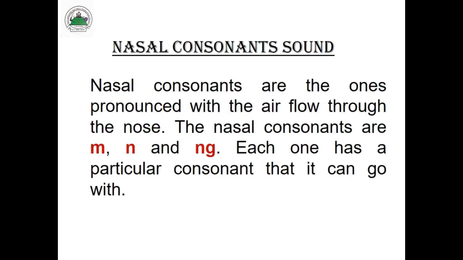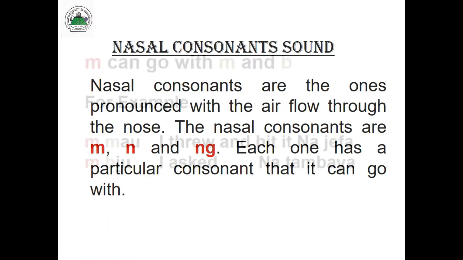Nasal consonants sound. Nasal consonants are the ones pronounced with the airflow through the nose. So we have three nasal consonants. The nasal consonants are this first one, and the next one is, then the last one, which is also one of our new consonants. Each one has a particular consonant that it can go with, and we call them nasal consonants because when we try to pronounce it, we allow air to only flow through the nose. That's why they are called nasal consonants.